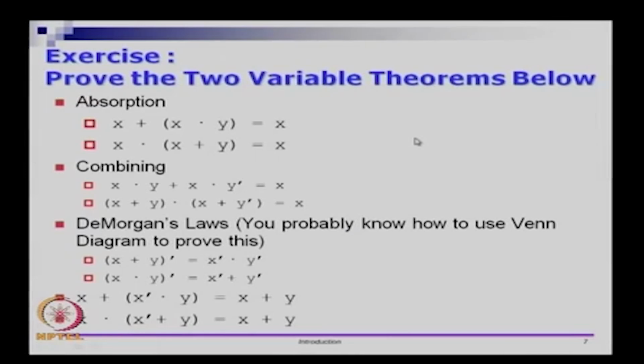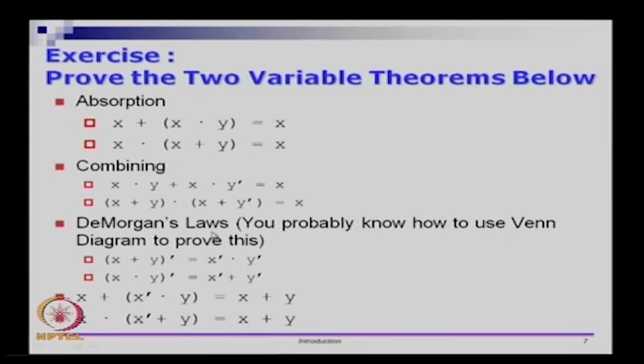So let us look at a few exercises. This is something that I want you to do later, so I am not going to teach this, but I suggest that you go and prove this later. So we have the absorption laws, the combining laws, and the De Morgan's laws. So I suggest that you prove it either using Boolean algebraic techniques or at least using truth tables. Once you get comfortable with truth tables, maybe you can move to algebraic techniques, but it gets easy as you go along.